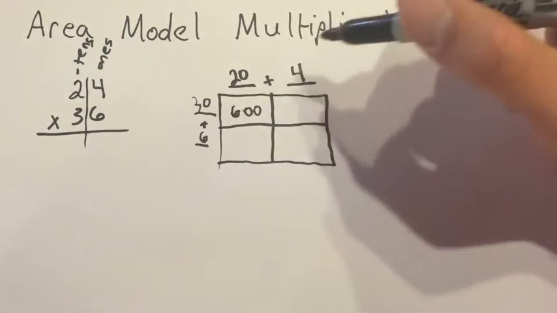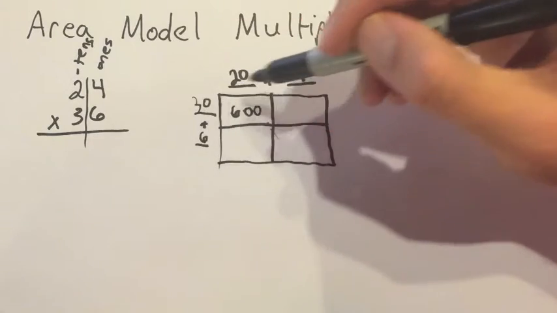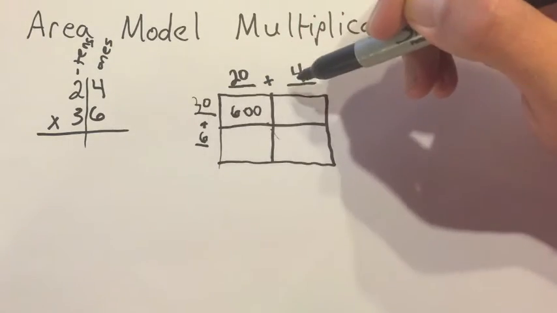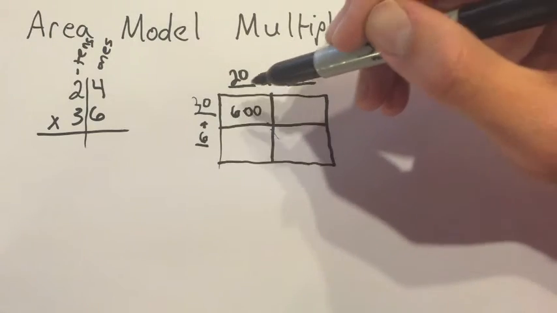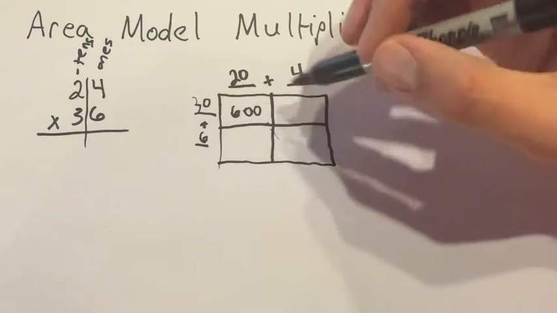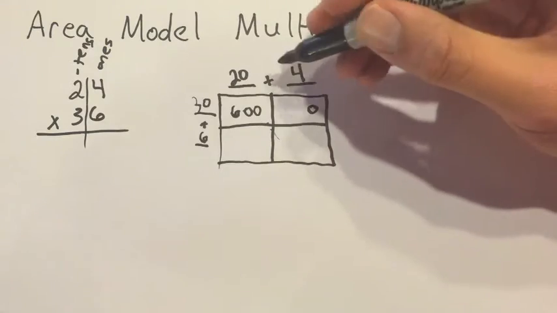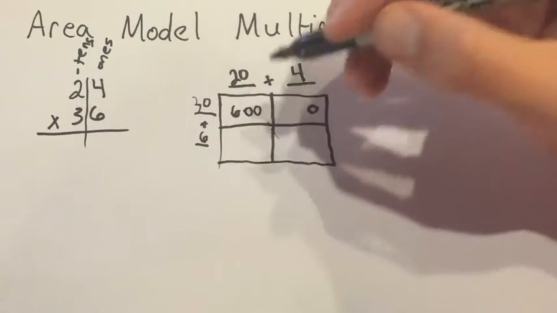And we'll repeat this process. We'll go the top times the top. So 30 times 4. We do the same process again. We count the zeros. There's 1 zero. And then we just do 3 times 4, which is 12.